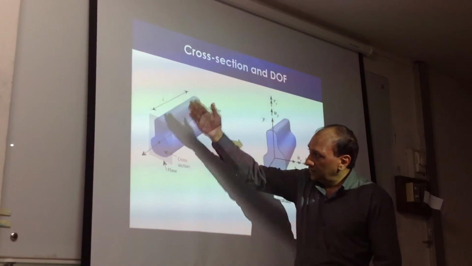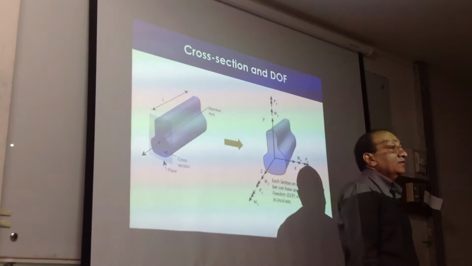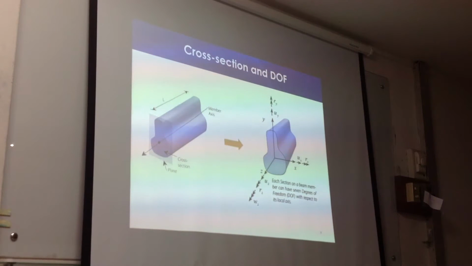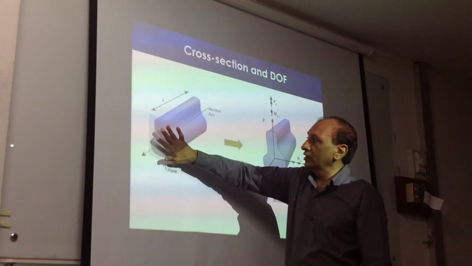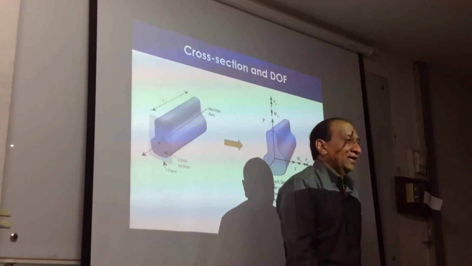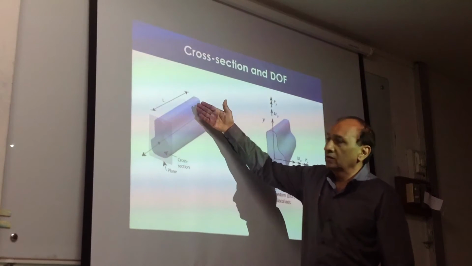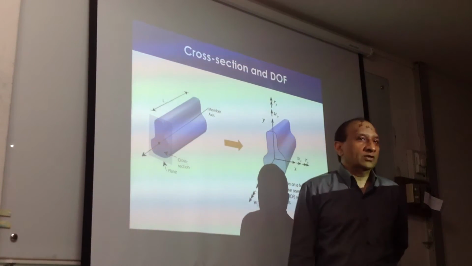If I cut a plane which is normal to the member axis, that becomes the cross section. So we take the line, perpendicular to the line we draw a plane, and whatever you get on that plane, that is the cross section of that member. So now we are talking about a plane, and we forget about the rest of the member. We say, let's study this plane. There could be many planes along the length, but let's take one plane at a time, and that will become our cross section.